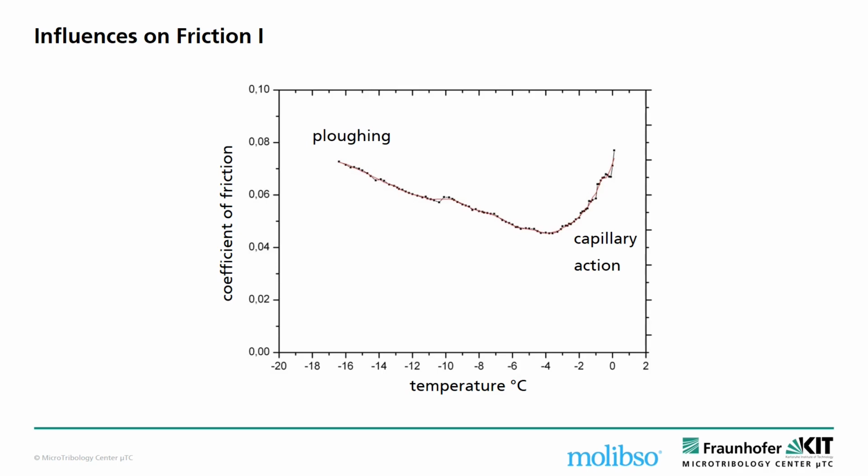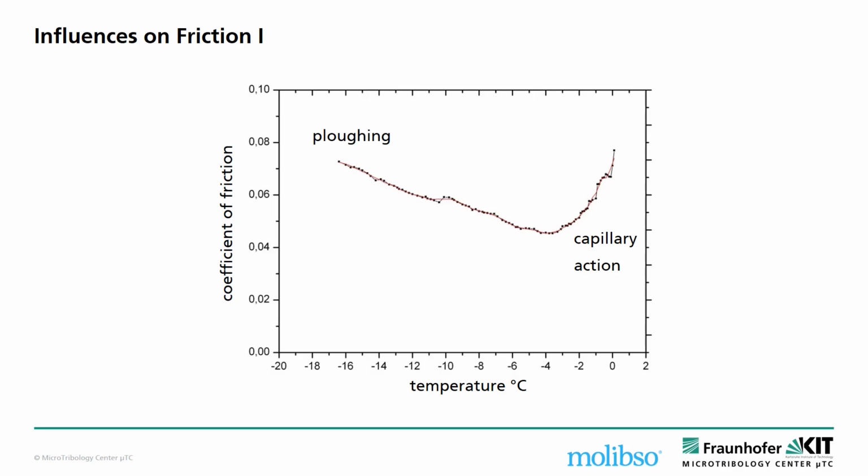The warmer the snow gets, the more the hardness decreases as well, and we go through the valley, the minimum, and then the friction curve goes up again, and this is caused by capillary action. This comes from free water between the snow grains, and this has its maximum at 0 degrees Celsius.